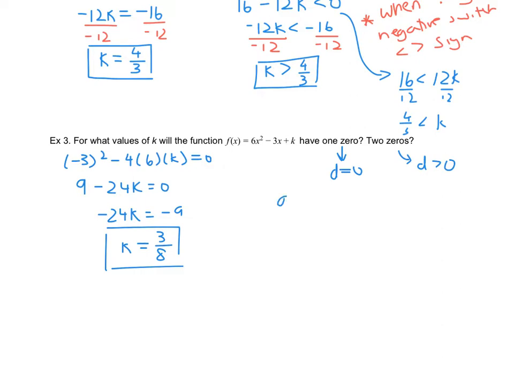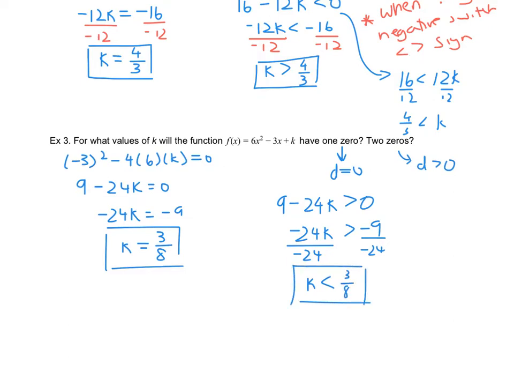Okay, so once you've simplified your discriminant, it's going to be that 9 minus 24k, but it's going to be greater than 0. If we bring the 9 over, it will be negative 9. And because we are dividing by a negative number, I am going to switch the greater than sign to less than. And then again, it reduces to 3/8. So k should be less than 3/8 to have 2 zeros. If it's greater than 3/8, then we would have no zeros.